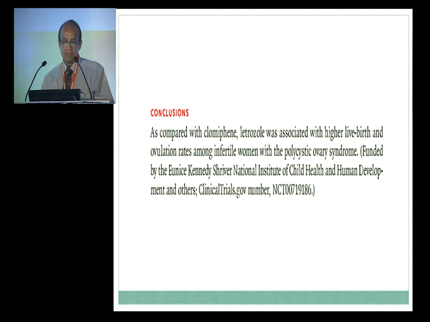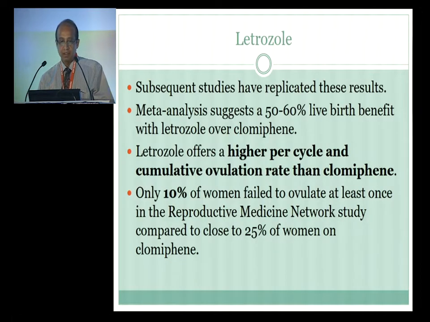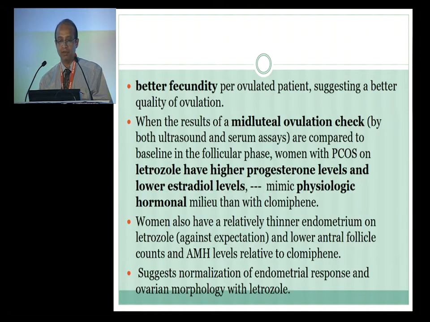So the conclusion from this study was, as compared with clomiphene, letrozole was associated with higher live birth. Totally they had around 103 live births out of 374 patients versus around 72 in the clomiphene citrate group. These studies have been replicated further with letrozole. Letrozole also offers a higher per cycle and cumulative ovulation rate than clomiphene. And in the previous study, only 10% failed to ovulate at least once compared to 25% on clomiphene.